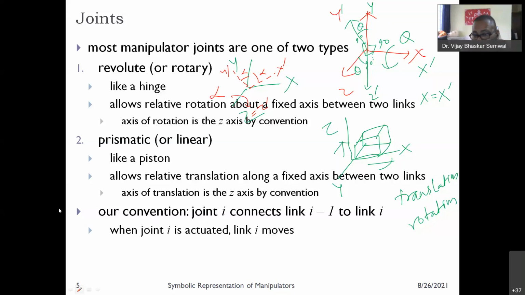Our convention for this study: I will consider joint i connecting link i-1 to link i. Whenever I'm referring, you have a link. This is link i-1, and this is link i. The joint which is connecting these two links is referred to as joint number i.